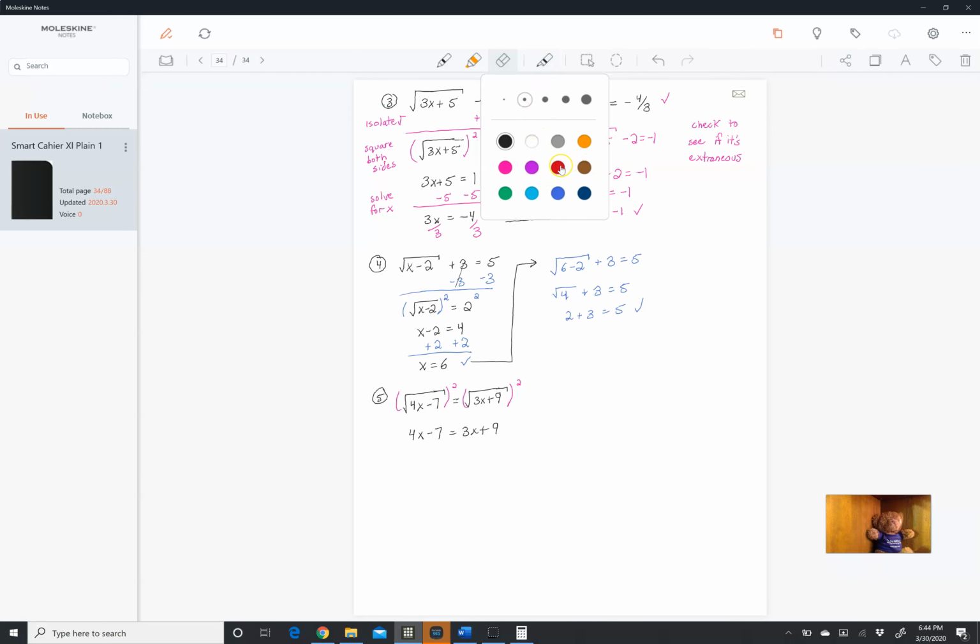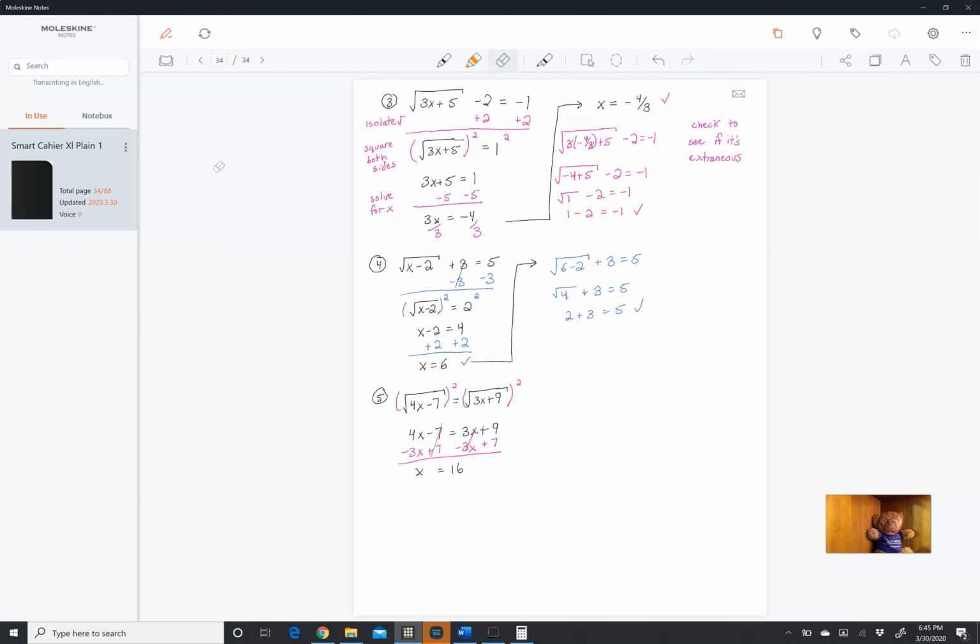So here, we're going to move the x's over to the left and we're going to move the numbers over to the right. So I'm doing this in one step. You can do it in 2 steps. You can do it a little bit differently. So that means that we're going to subtract 3x from both sides. And it's going to cancel on this side. And we're going to add 7 to both sides. And the 7s are going to cancel on that side. So 4x minus 3x is just x. And 9 plus 7 is 16.